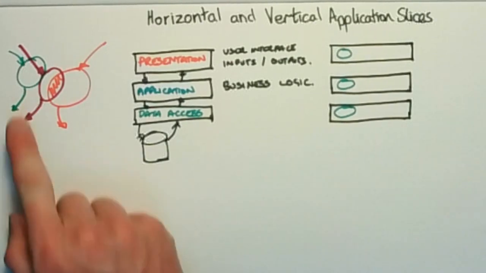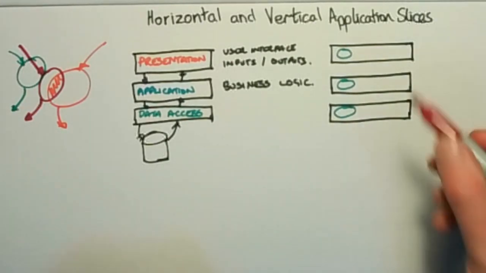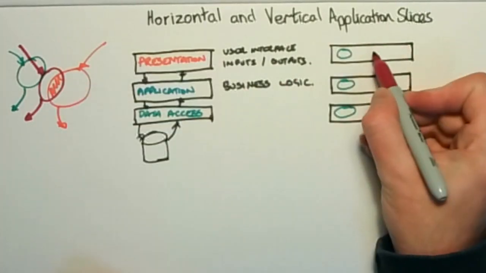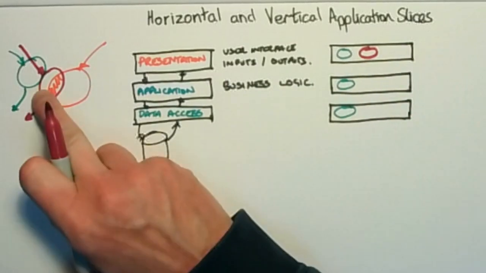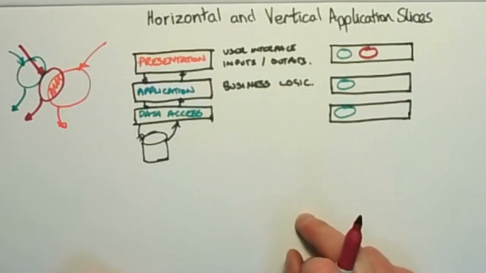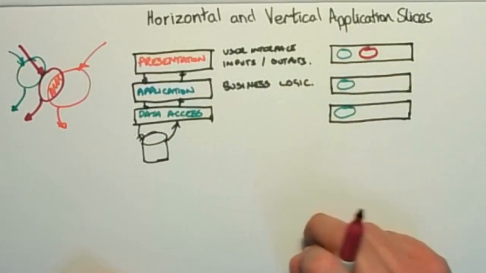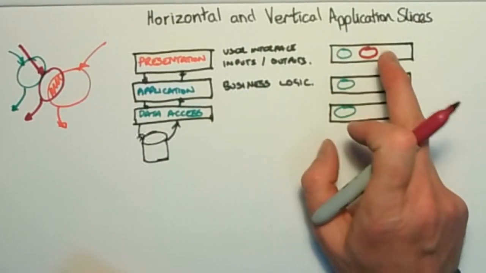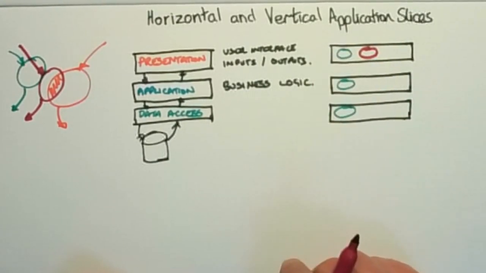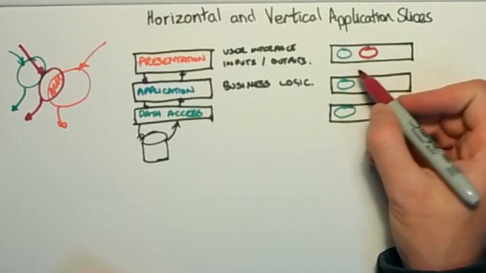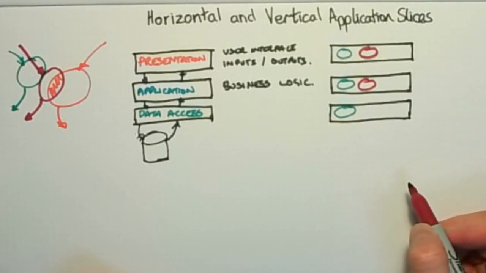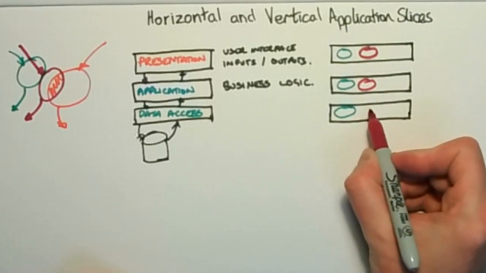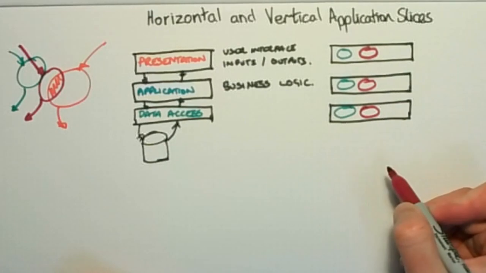Equally, for your second component, you'll want its presentation layer. And you're going to want to separate that from the original component so that it has its own display and inputs, not directly associated with that. And again, it'll have its own business logic, and it will have its own data.